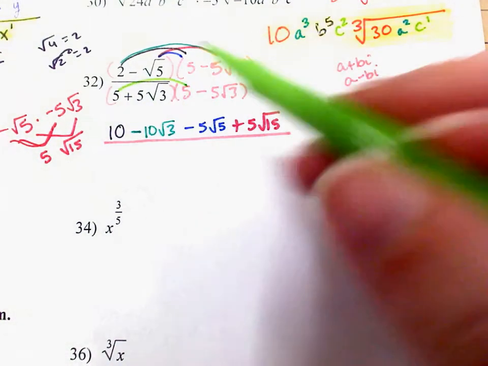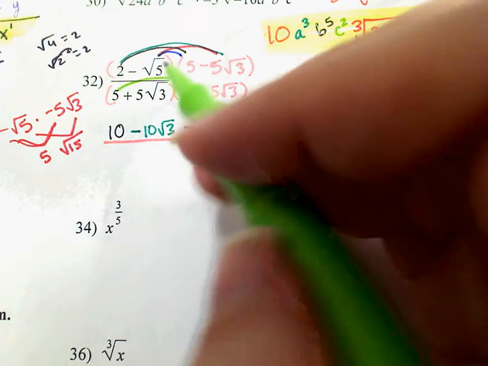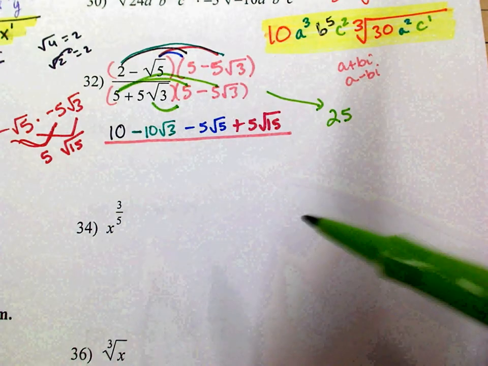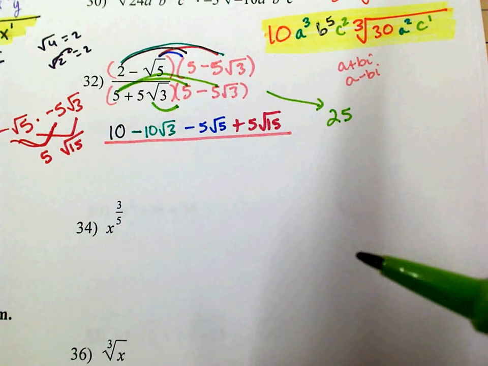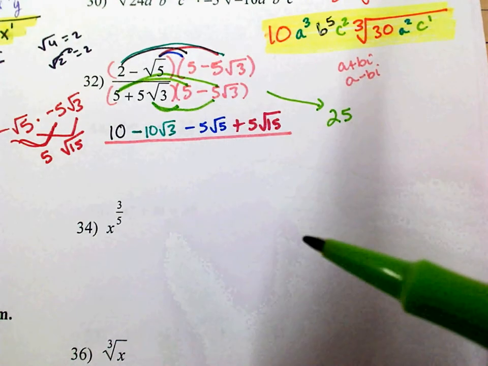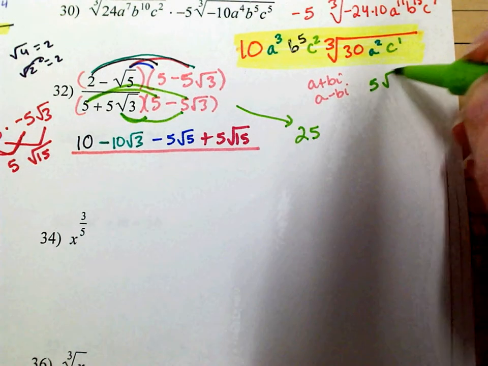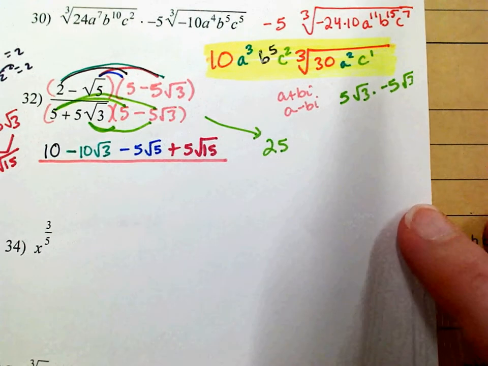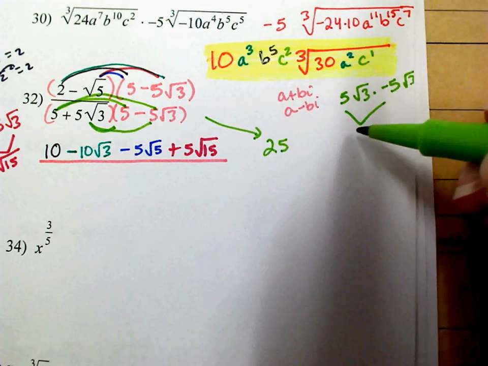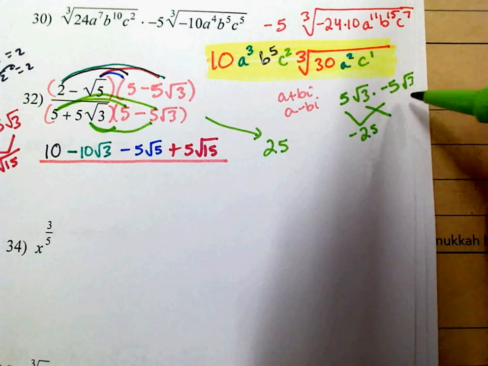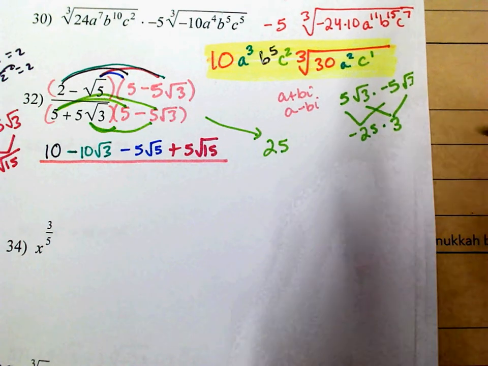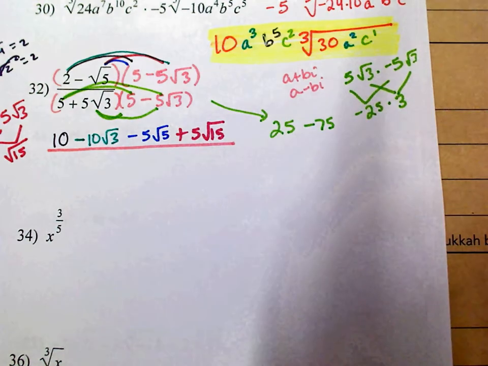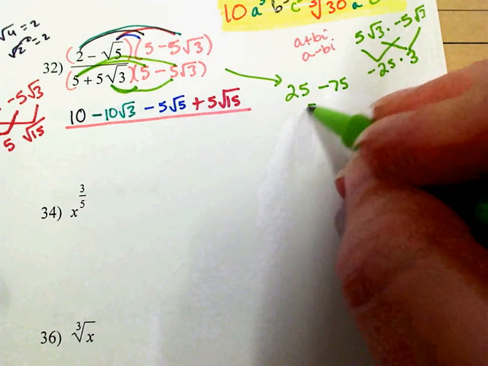25. 5 times negative 5 root 3 is negative 25 root 3. And 5 root 3 times 5 is positive 25 root 3, which cancels out. So then I just multiply 5 root 3 times negative 5 root 3. What is a negative 5 times a 5? Negative 25. What's square root of 3 times square root of 3? And what's that? Negative 75. What's 25 minus 75? Negative 50. So I put a negative 50 there.